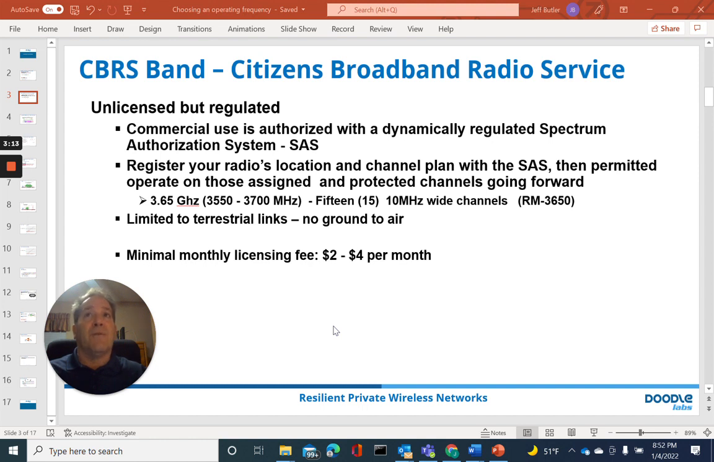The frequency of operation for this band is the 3.65 gigahertz band. That operates from 3550 to 3700 megahertz, and it operates in 15 10-megahertz wide channels. And it is limited, however, to terrestrial links. There's no allowance here by the FCC for ground-to-air communications, so UAVs are not permitted, but ground-to-ground links are. There is a minimal licensing fee to operate the SAS, between $2 and $4 per month, and it's a good option in cases where that might be applicable to your particular topology.